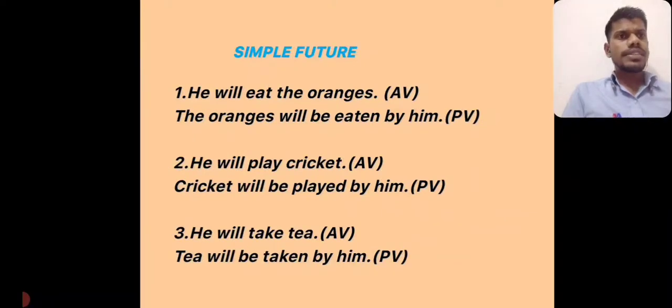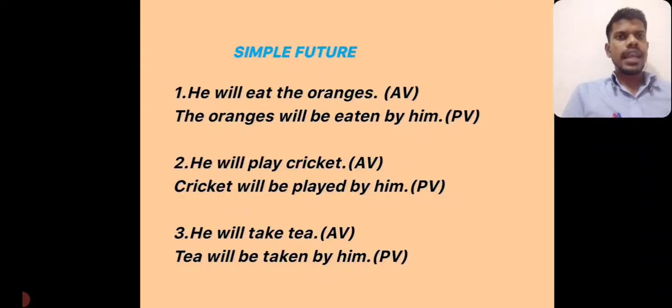Here we can notice the examples. First sentence: he will eat the oranges. Here the structure is subject, then will, then V1, then the object. How to convert this to passive form? As we all know very well, the object of the active voice becomes the subject in the passive form. So I will take here the oranges, then will be, third form of eat is eaten, followed by the preposition by, then the subjective pronoun he becomes him.